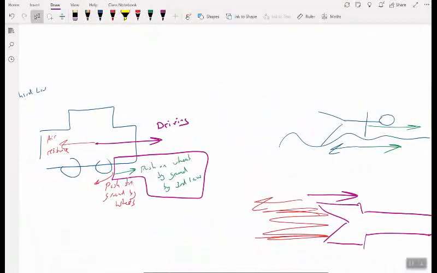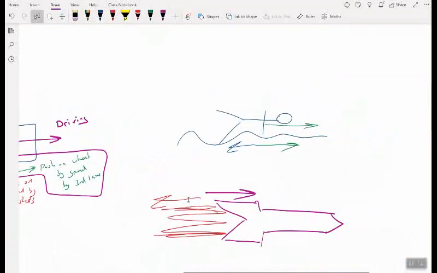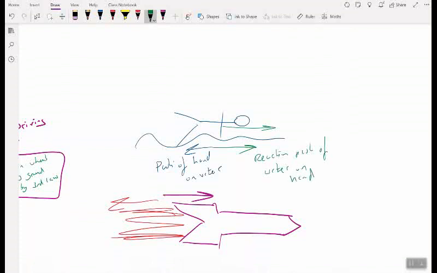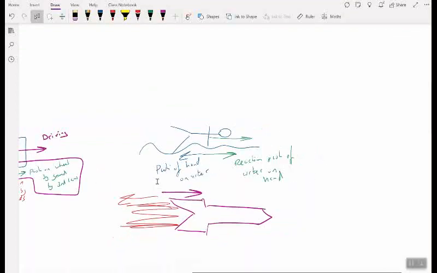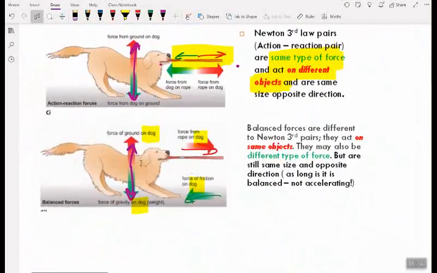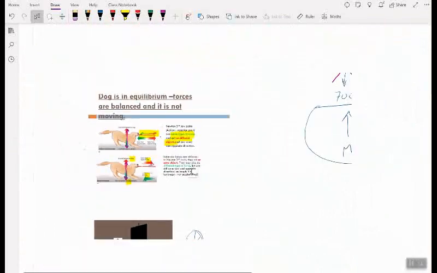Get used to talking about which object you're talking about. There's the push of hand on water, and then there's the reaction push of water on hand, which is the Newton's third law pair. So you need to remember that you don't go into Newton's third law unless they've asked it of you. Stick to doing balanced forces, unbalanced forces, unless they're specifically talking about Newton's third law.